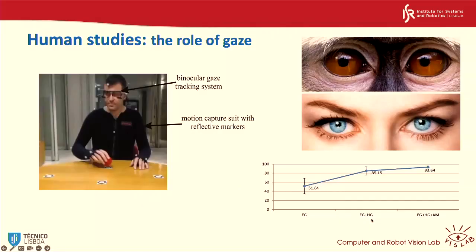And then when he or she also moves the head, then this likelihood increases. And then when also the arm is moving, then there is almost complete certainty about the action that this other person is doing. So we know from human motor control that eye gaze is very important to anticipate the reaching movements and all that. So we are trying to measure this and characterize this.